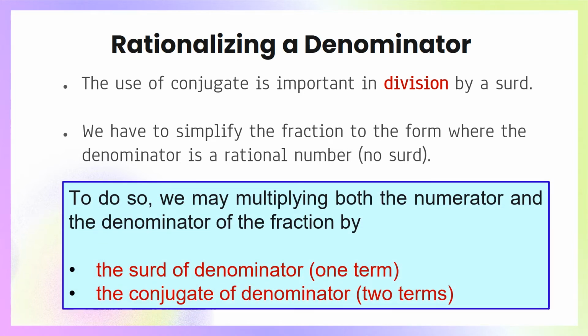To do so, we may multiply both the numerator and denominator of the fraction by a suitable term. If the denominator has one term, we multiply both numerator and denominator of the fraction by the surd of the denominator. If we have two terms, we multiply both the numerator and denominator of the fraction by the conjugate of the denominator.